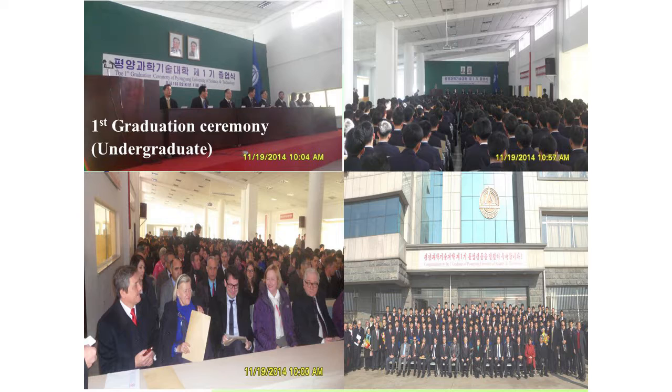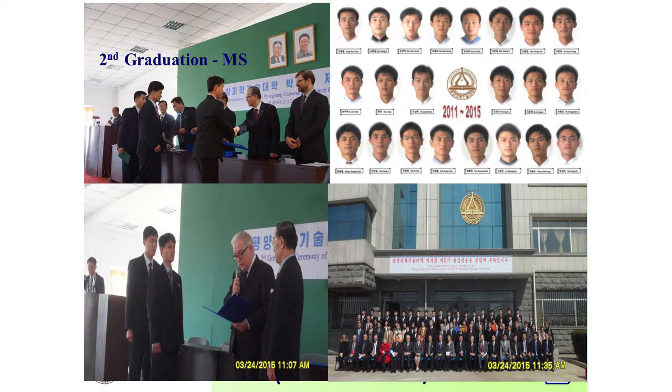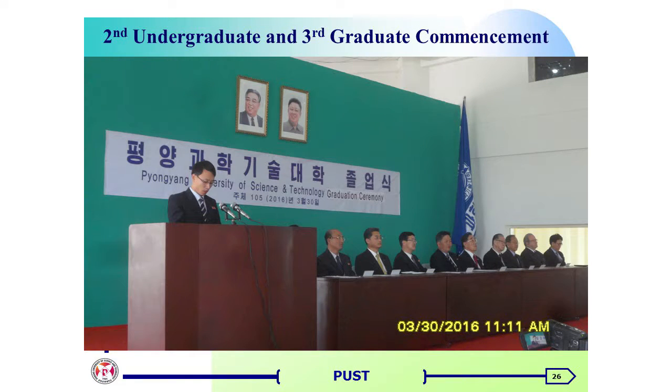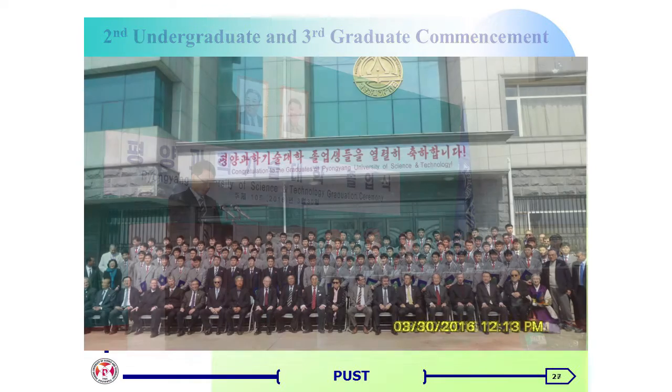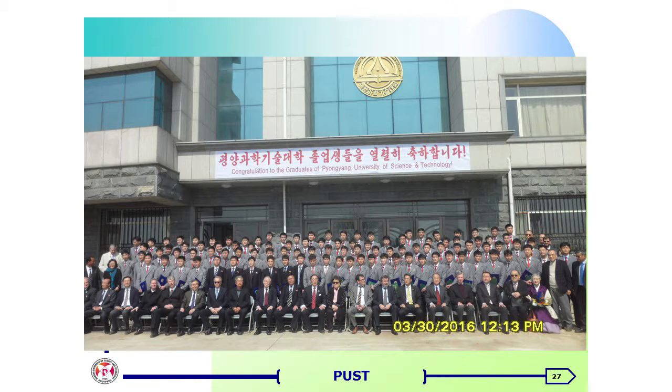And as you see here, they are ambassadors in Pyongyang. They came to congratulate them. This is the second graduation of graduate students, and some of them studied at the University of Westminster. So the certificate was given by the ambassador of the British Embassy in Pyongyang at the graduation ceremony. This is the second undergraduate and third graduate commencement this year. And these are the graduates.